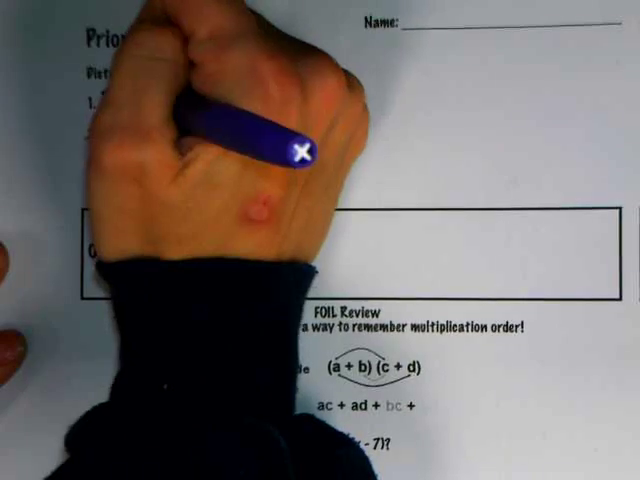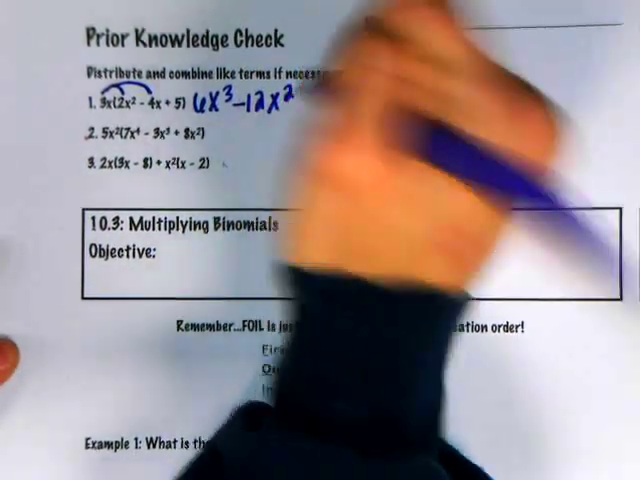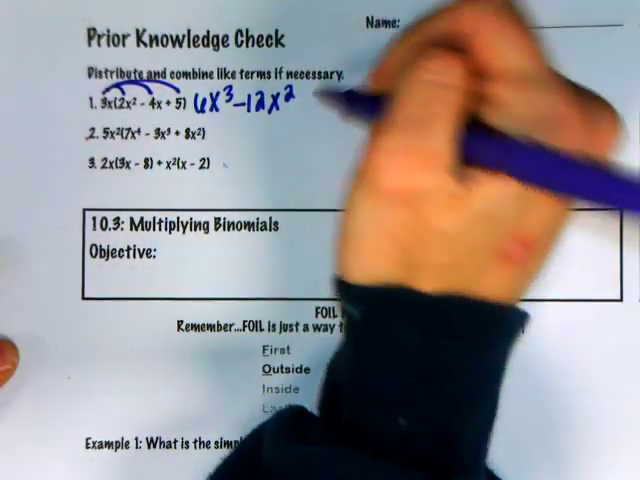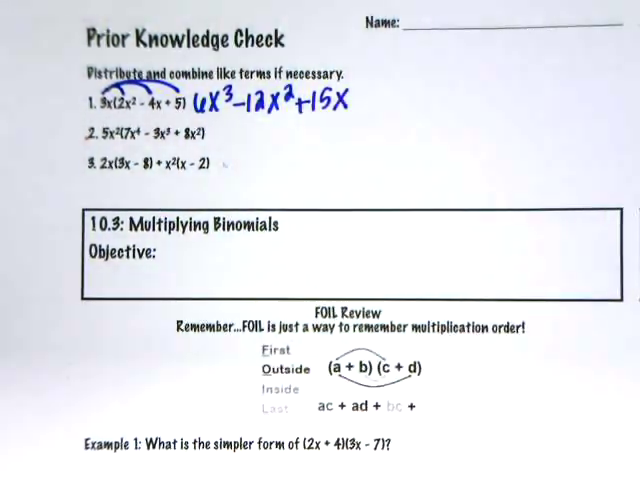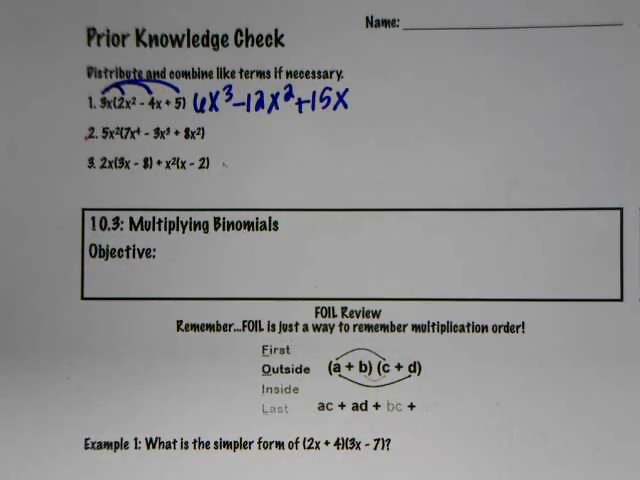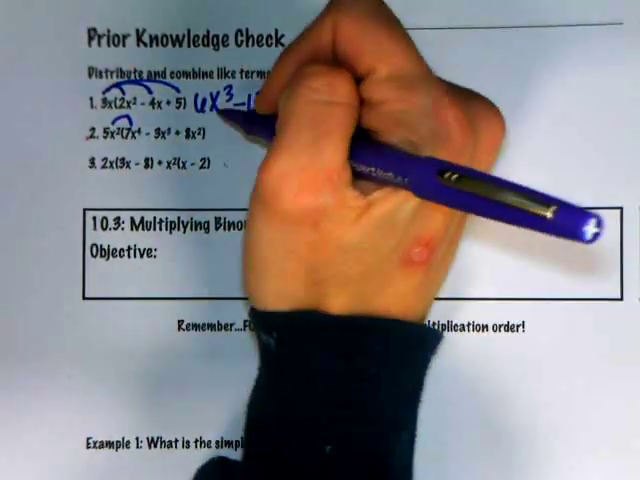And then 3x times negative 4x? Negative 12x. Yep. And then 3x times 5? 15x. Yeah. And then make sure all your answers are in standard form too. Okay? But wouldn't it be 15x to the 1? Yeah. That's how it is. Wait. Biggest to smallest. Oh. All right.